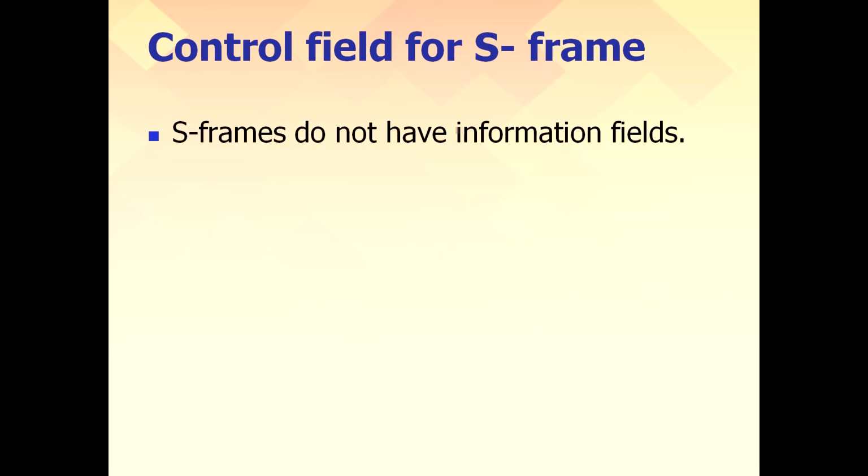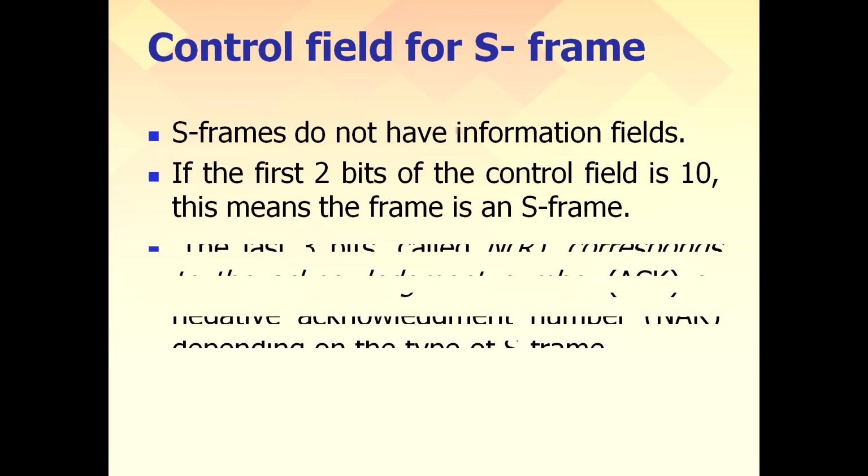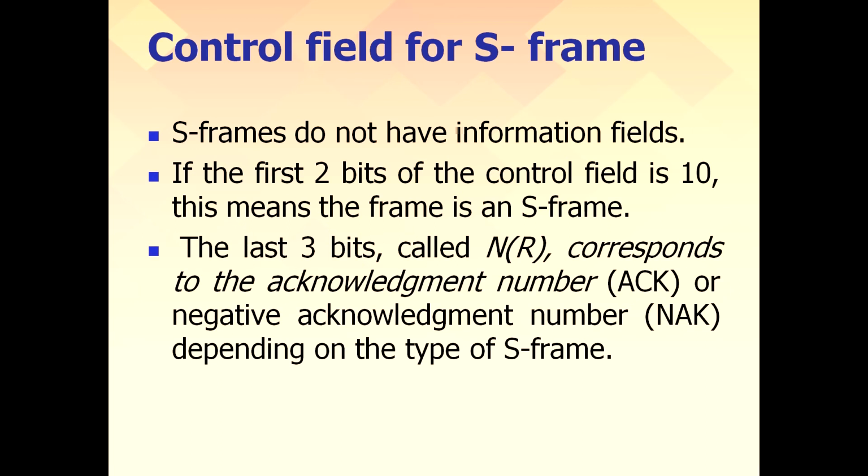Next one, control field for S frame. We know the S frames do not have information fields, but send only control information. If the first 2 bits of the control field are 1, 0, this means the frame is an S frame. The last 3 bits, called NFR, correspond to the acknowledgement number ACK or negative acknowledgement number NAK, depending on the type of the S frame.